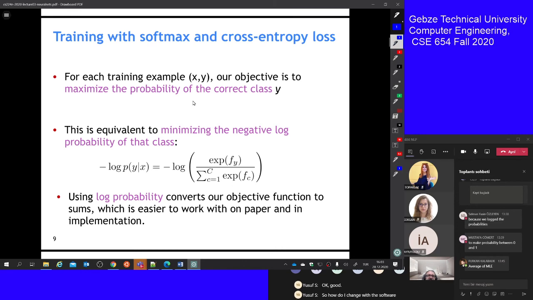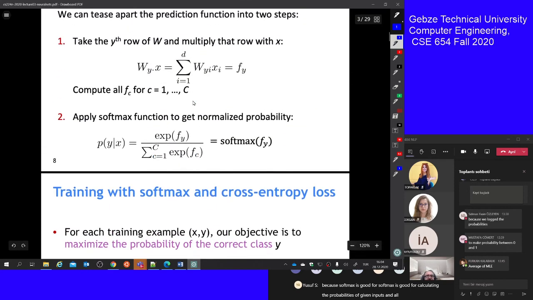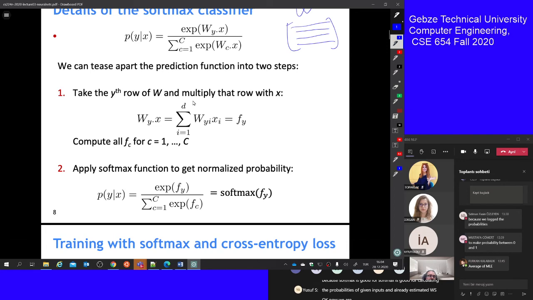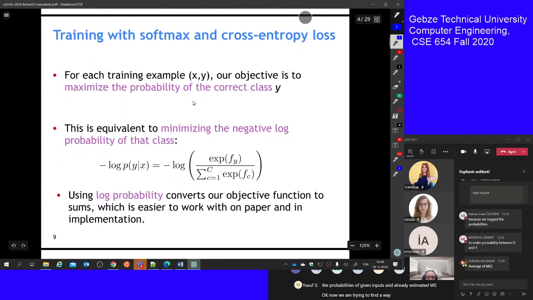Training with softmax and cross entropy. This is important. Why is this important? Because softmax is good for calculating the probabilities of given inputs and already estimated W's. Now we are trying to find a way to calculate those W's. How am I going to do that?